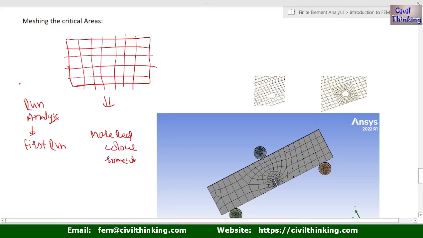Okay, when you see more red color in the analysis, what does it mean? It means the result is very high there.